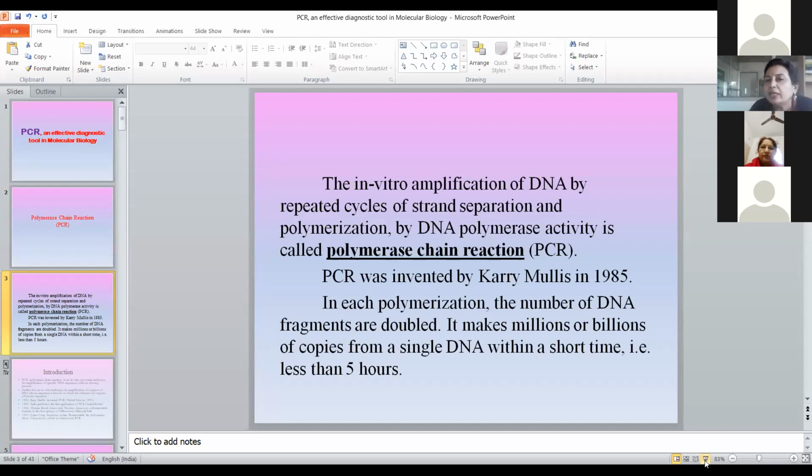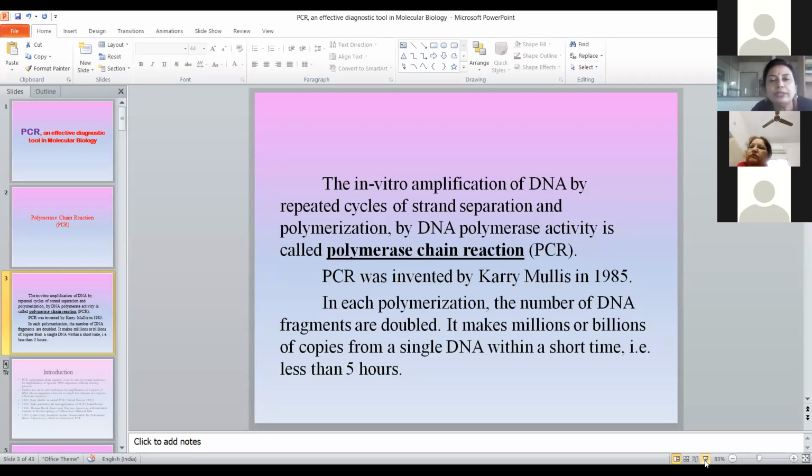The in vitro amplification. In vitro means in lab, in glass. So in vitro amplification of DNA by repeated cycles of what cycles are repeated? Strand separation and polymerization. Strand separation means what? Basically, we are going to have a sample DNA which is double stranded. The two strands will be separated.